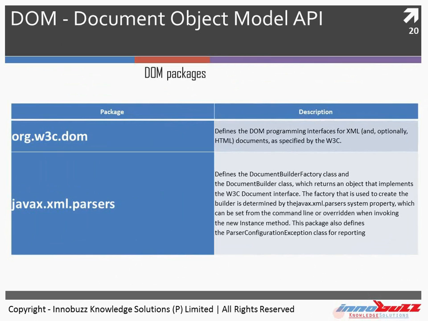javax.xml.parsers defines the DocumentBuilderFactory class, and this class returns an object that implements the W3C Document interface. Therefore this factory is used to create the builder determined by the javax.xml.parsers system property, which we have seen can be set through the command line. This package also defines the ParserConfigurationException class for reporting exceptions.